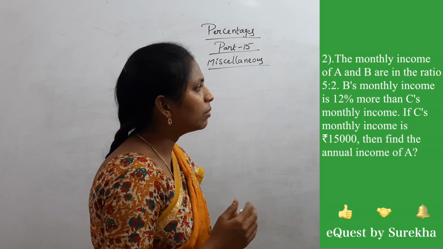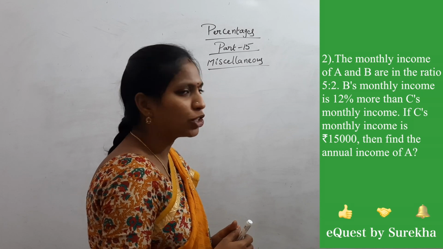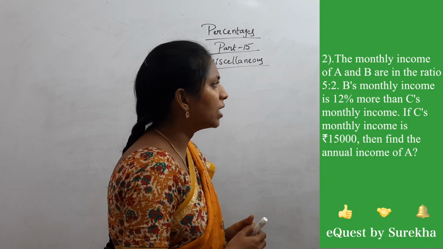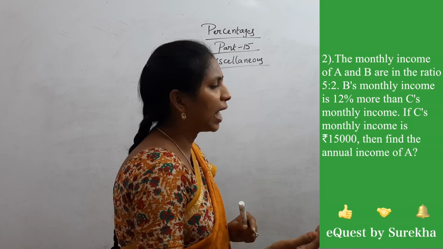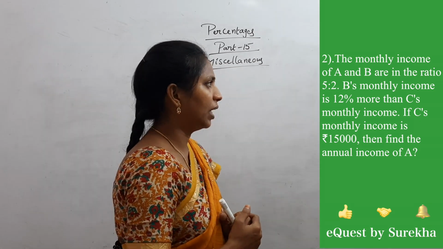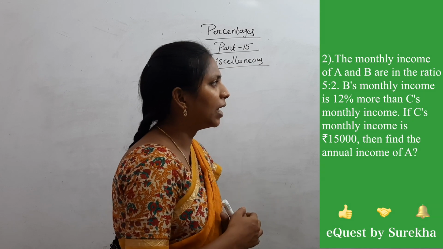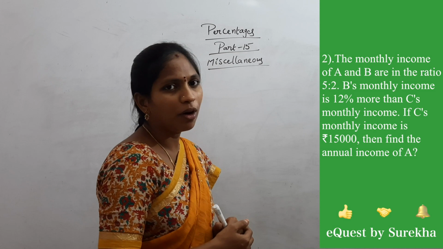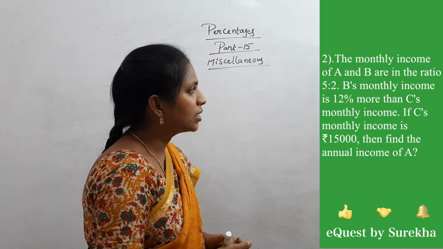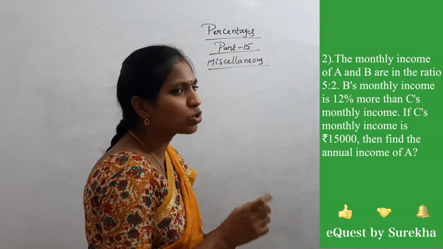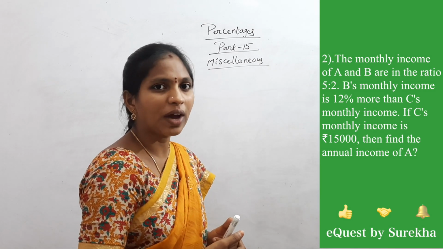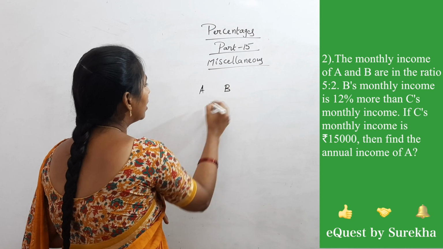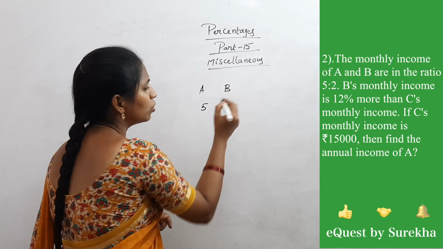The monthly incomes of A and B are in the ratio 5:2. B's monthly income is 12% more than C's monthly income. If C's monthly income is 15,000 rupees, then find the annual income of A. See, first point, the monthly incomes of A and B are in the ratio 5:2.